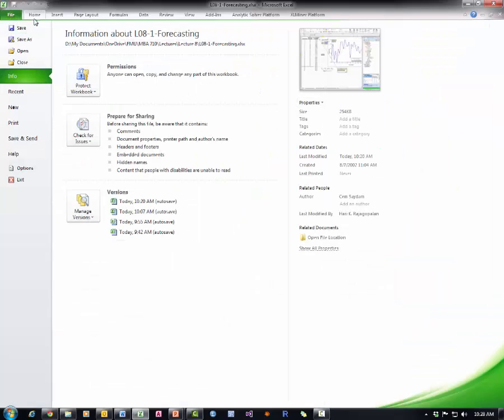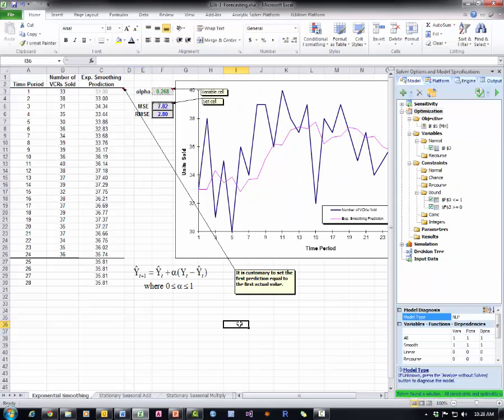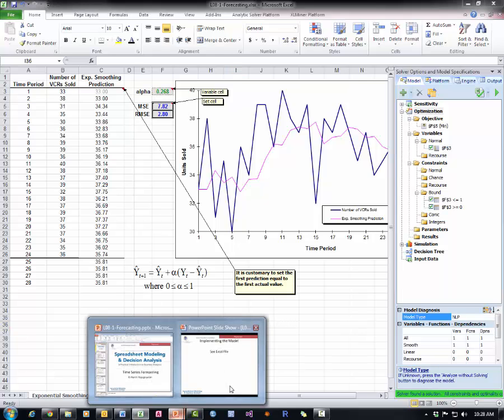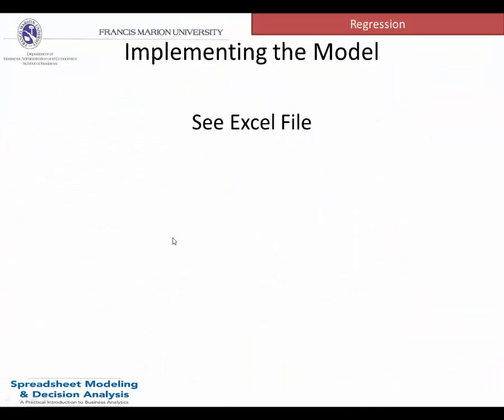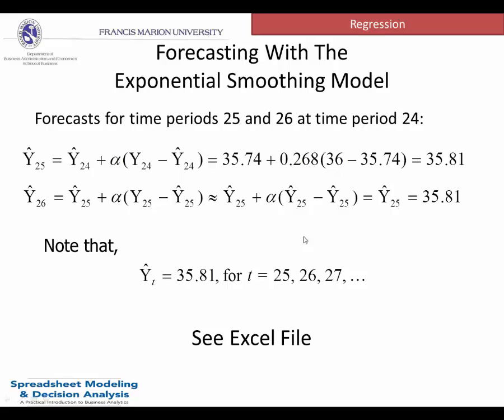With this, we finish our stationary forecasting models. We looked at 3 stationary forecasting models, and in the next file, this is what we saw. We looked at the predicted values. And in the next lecture, we're going to look at forecasting methods with seasonality.